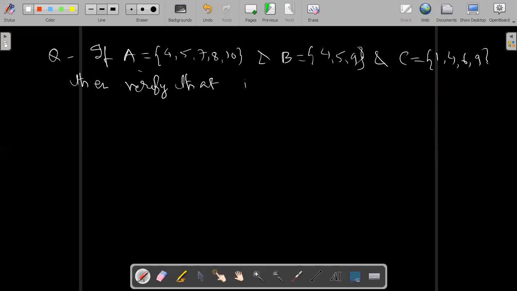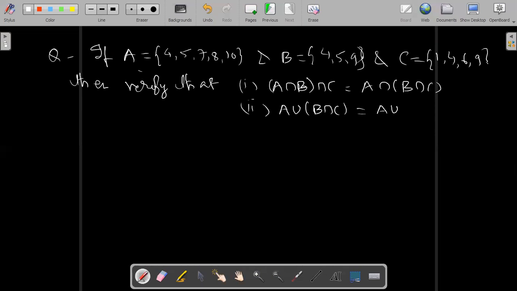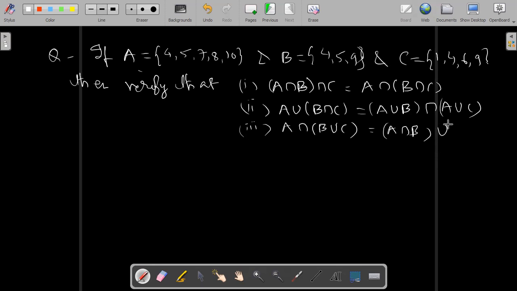Verify that number one, A intersection B intersection C is equal to A intersection B intersection C. Second, A union B intersection C is equal to A union B intersection A union C. And distribution of intersection over union, A intersection B union C is equal to A intersection B union A intersection C. Okay.